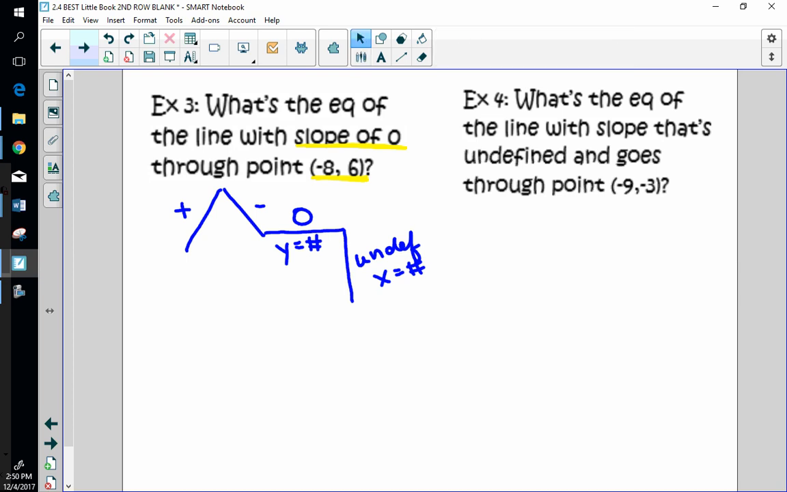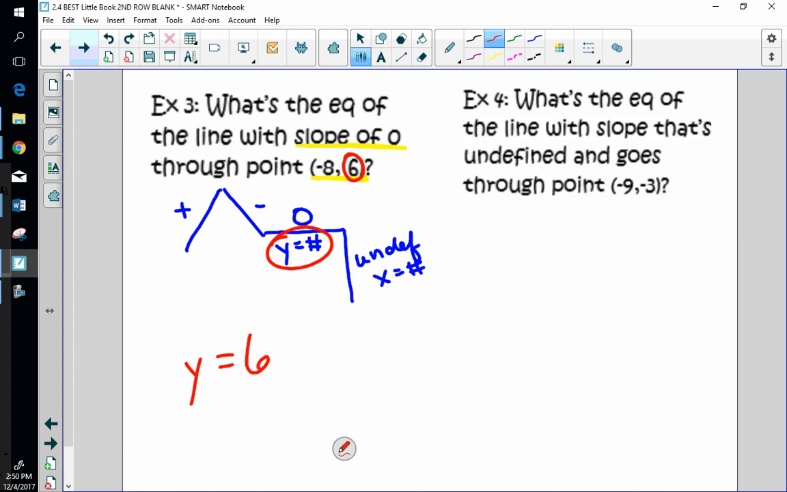So as soon as you say he's got a slope of 0, we know this. Anything with a slope of 0 looks like y equals some number. Well, how do I know what the number looks like? You look at the y coordinate. Since he says y equals, he's y equals 6.